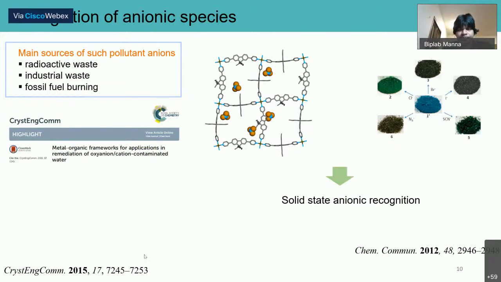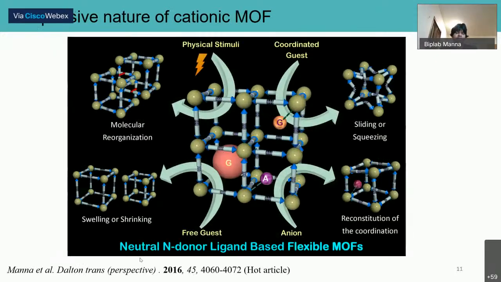So with this, if we combine the dynamic nature or softness of the framework, we can see how this kind of framework can change to a different state with guest-induced structural change, that is, coordinated guest. When it goes, the structure is squeezed, and when a weakly coordinated anion leaves the framework, it can also change through structural reconstitution, as well as swelling or molecular reorganization.